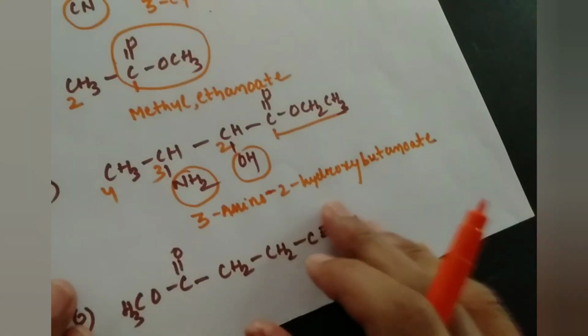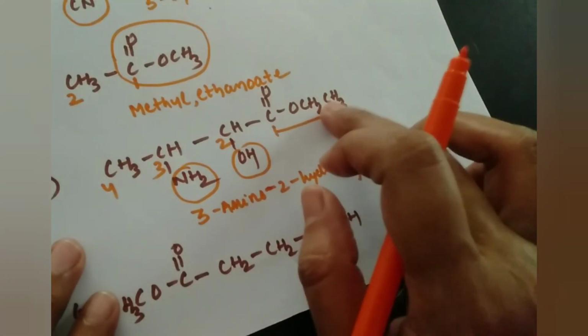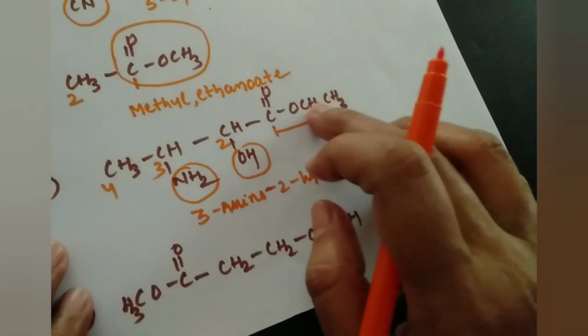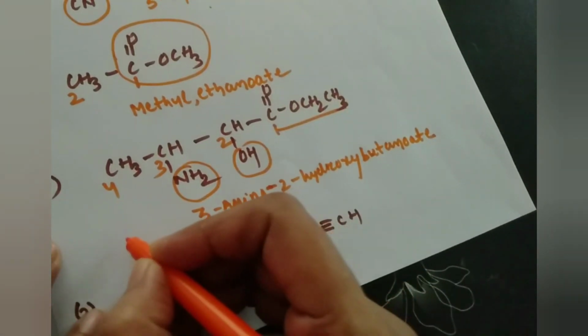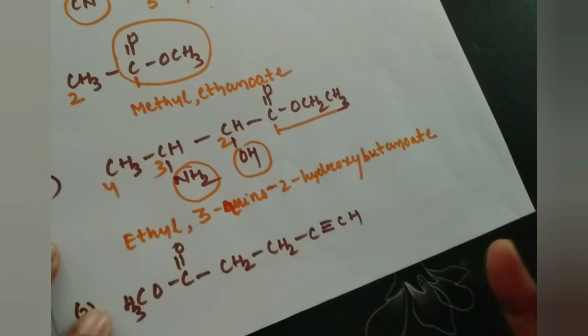butane, oate. But one simple mistake is there, see here, always the alkyl part of the ester is written first. So here the alkyl part is your ethyl, so first write down this one, ethyl, then 3 amino. A will be small, right? Because this is capital. Ethyl, 3 amino, amino at 3 position, 2 hydroxy butanoate.